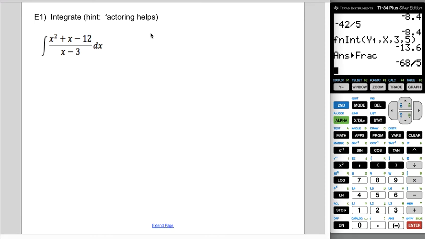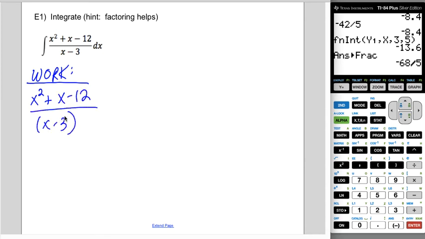So the hint I give you is that factoring helps. So I'm going to do a little bit of work that is not going to involve the integral. I'm going to see what happens if I factor x squared plus x minus 12, right? So it's over an x minus 3. I'm going to take a shot in the dark that if I factor the top, I get an x minus 3. And sure enough, it's (x plus 4)(x minus 3).